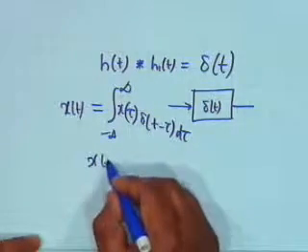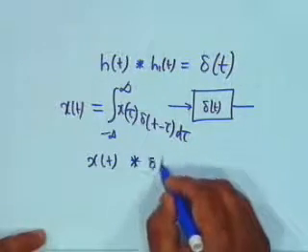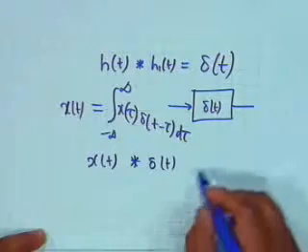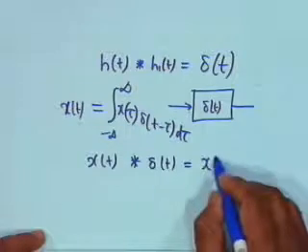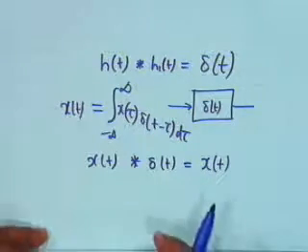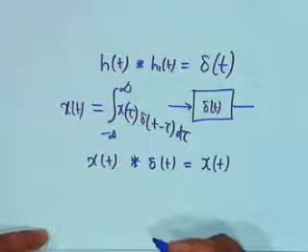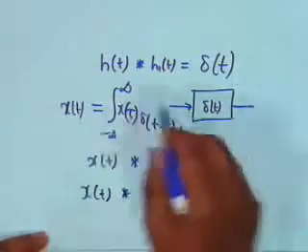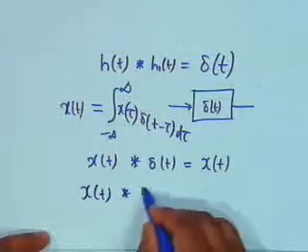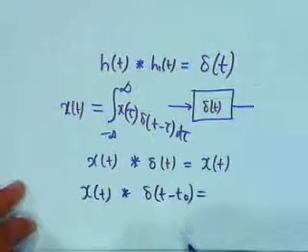Which also means that, let's put it in a different form. If x of t is convolved with delta t, then it is equal to x of t. Not 0, it's equal to x of t. Any function convolved with a unit impulse is simply equal to that function. Suppose I convolve, going a little out of the track, suppose I convolve x of t with delta t minus t naught. What will this be? 0.